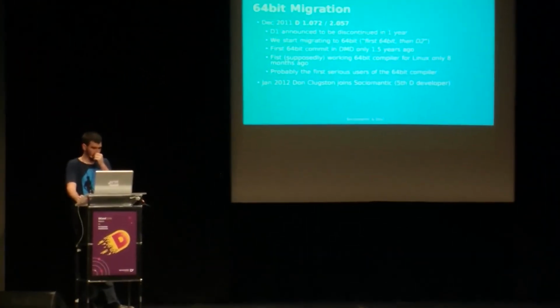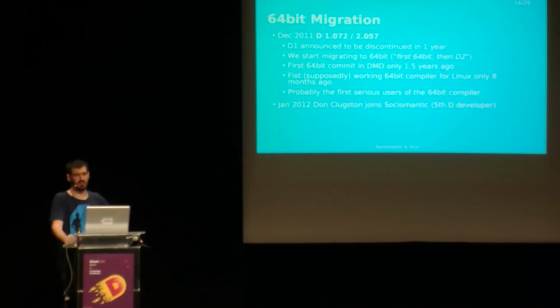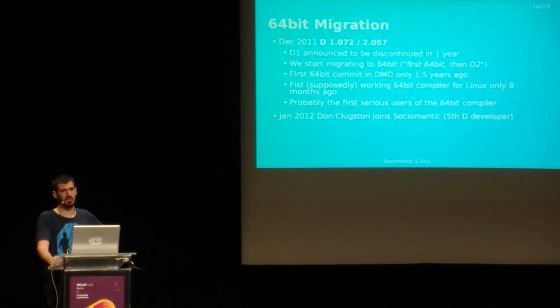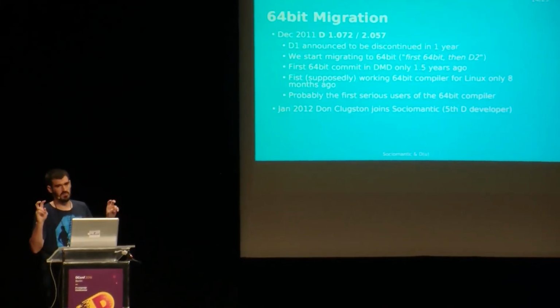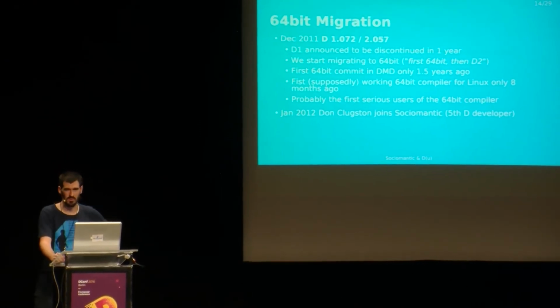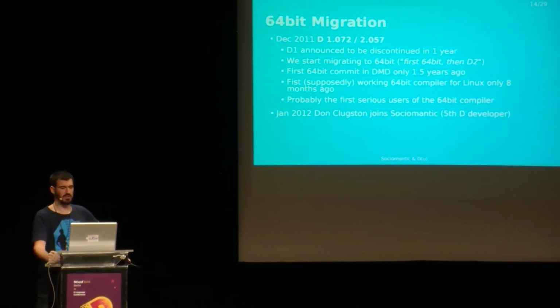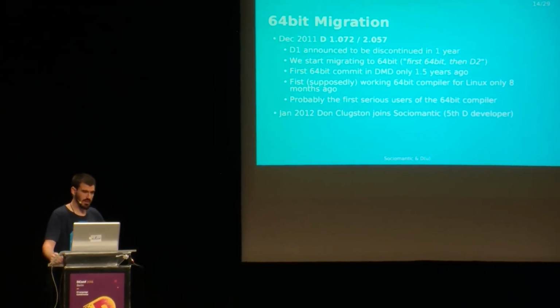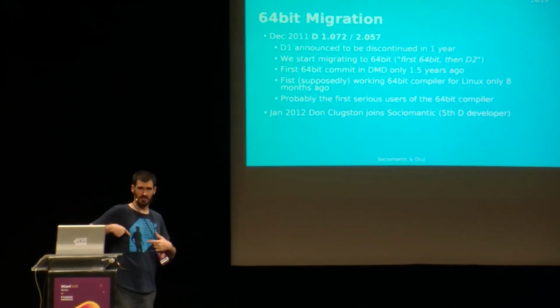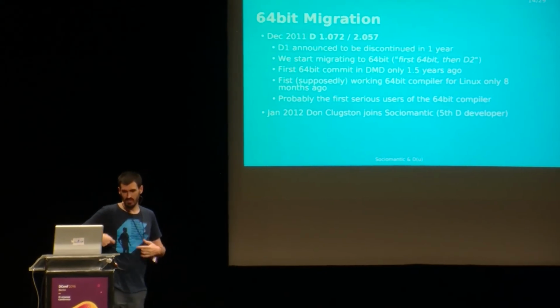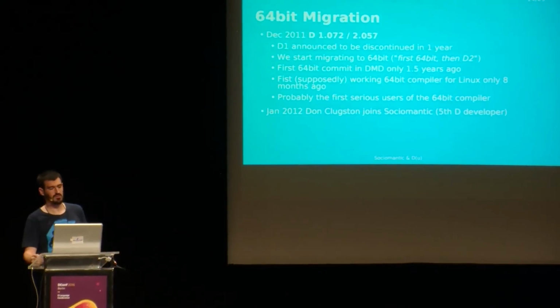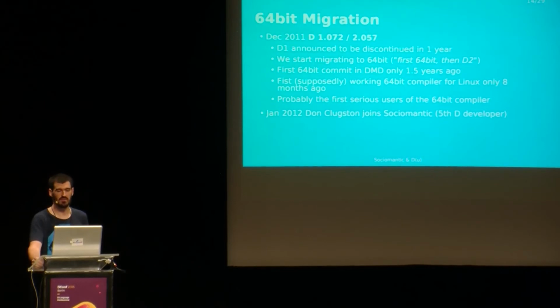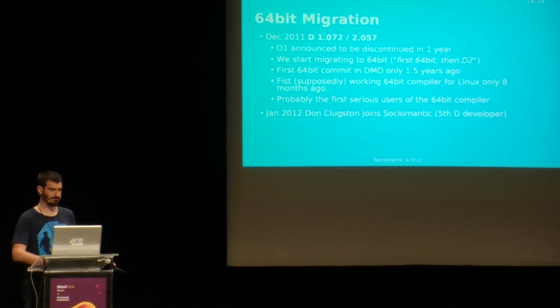Okay, so I think we were probably the first serious user of the 64-bit compiler. I think it was done 8 months ago, but nobody really used it for real, for something serious. And also at that time, some guy that you might know, he's here. I don't know if you recognize this guy. But this guy called Don joined Sociomantic also. He was the 5th D developer there.